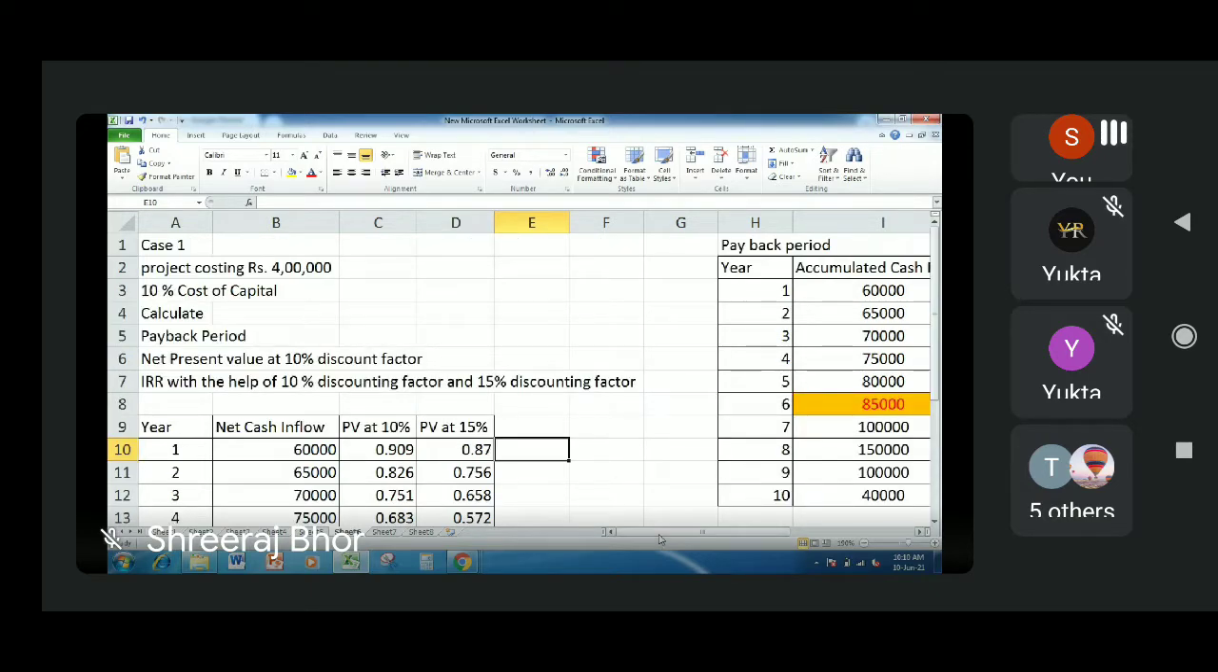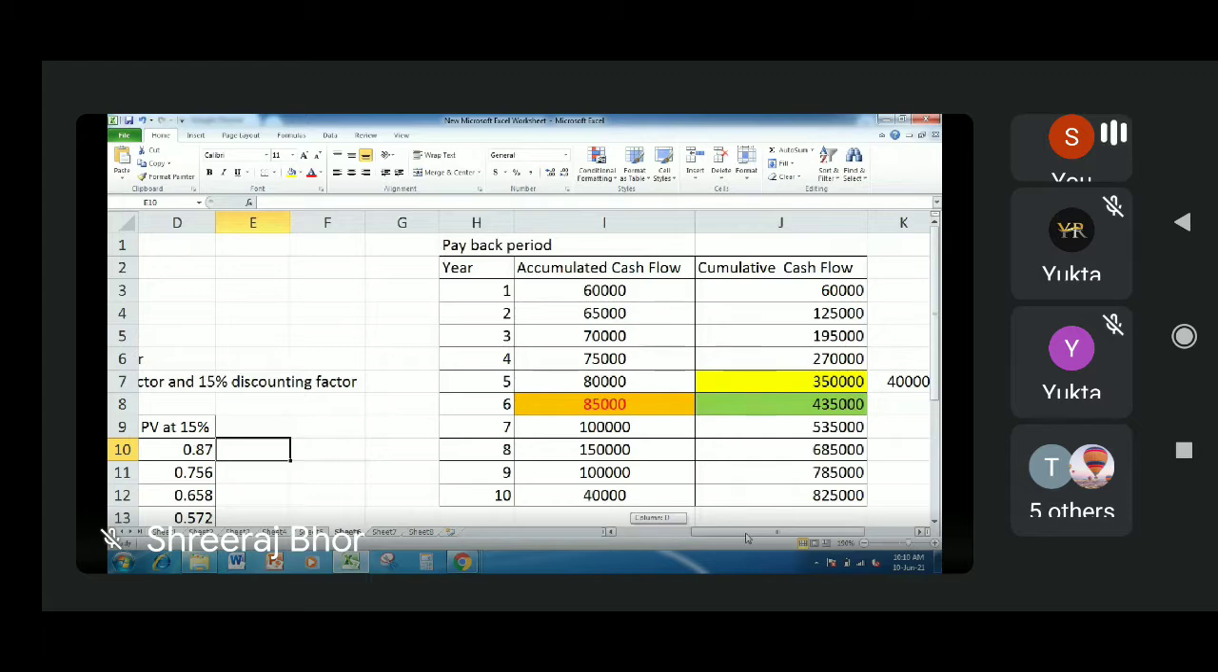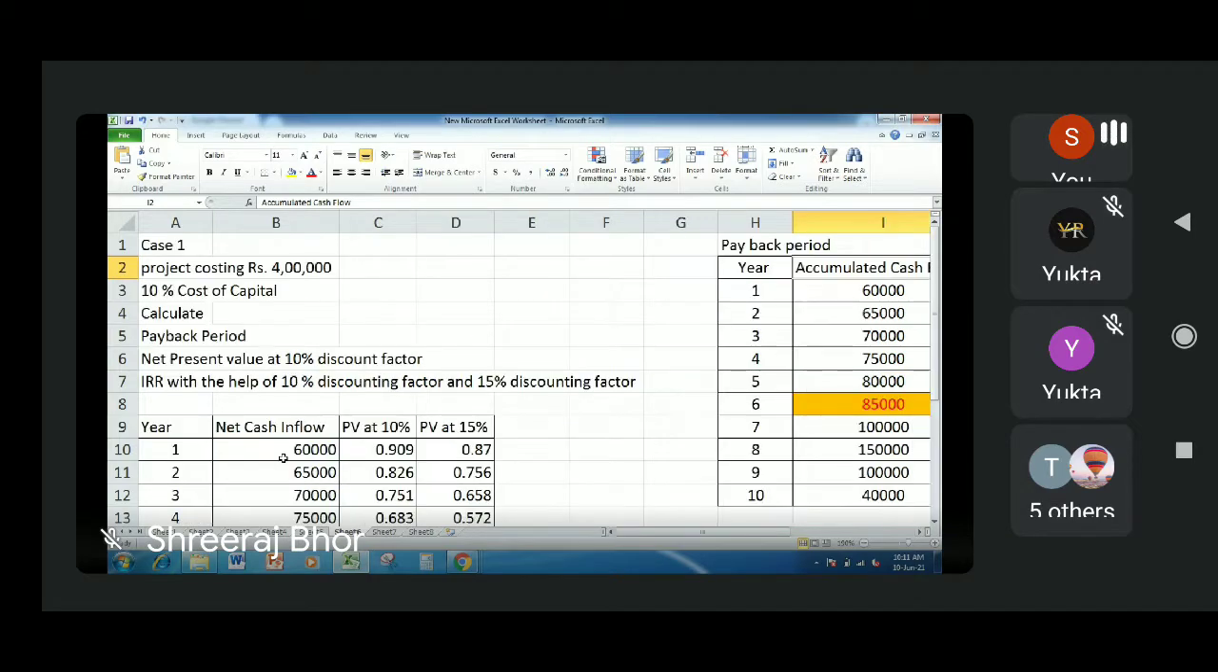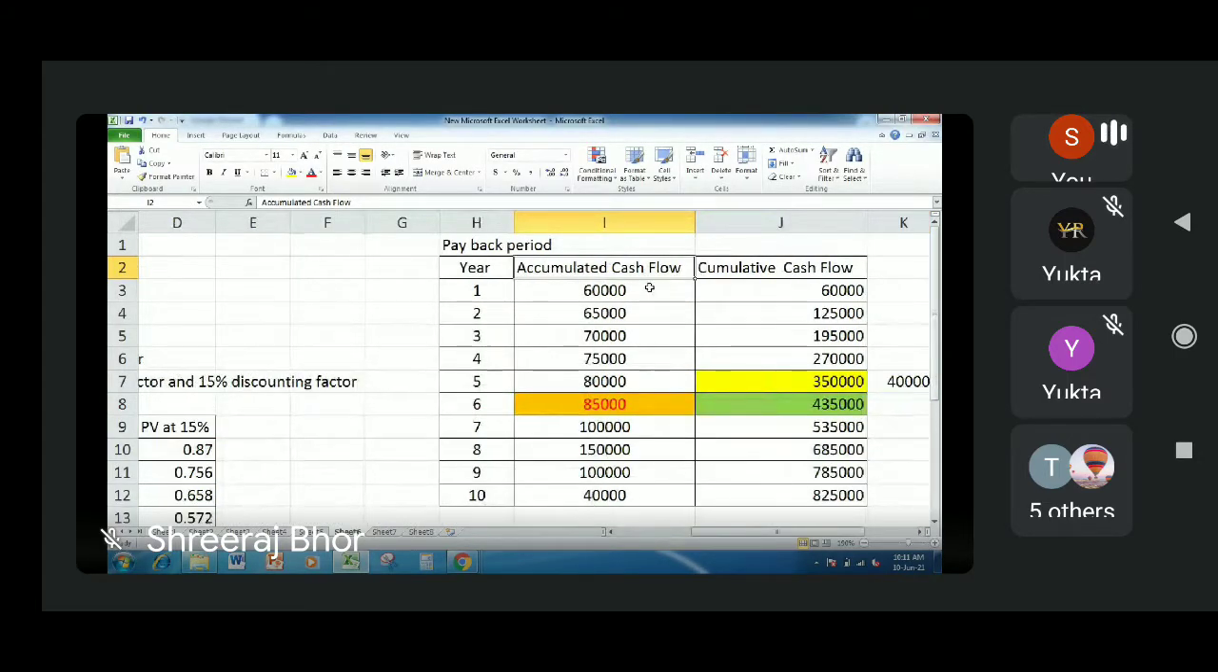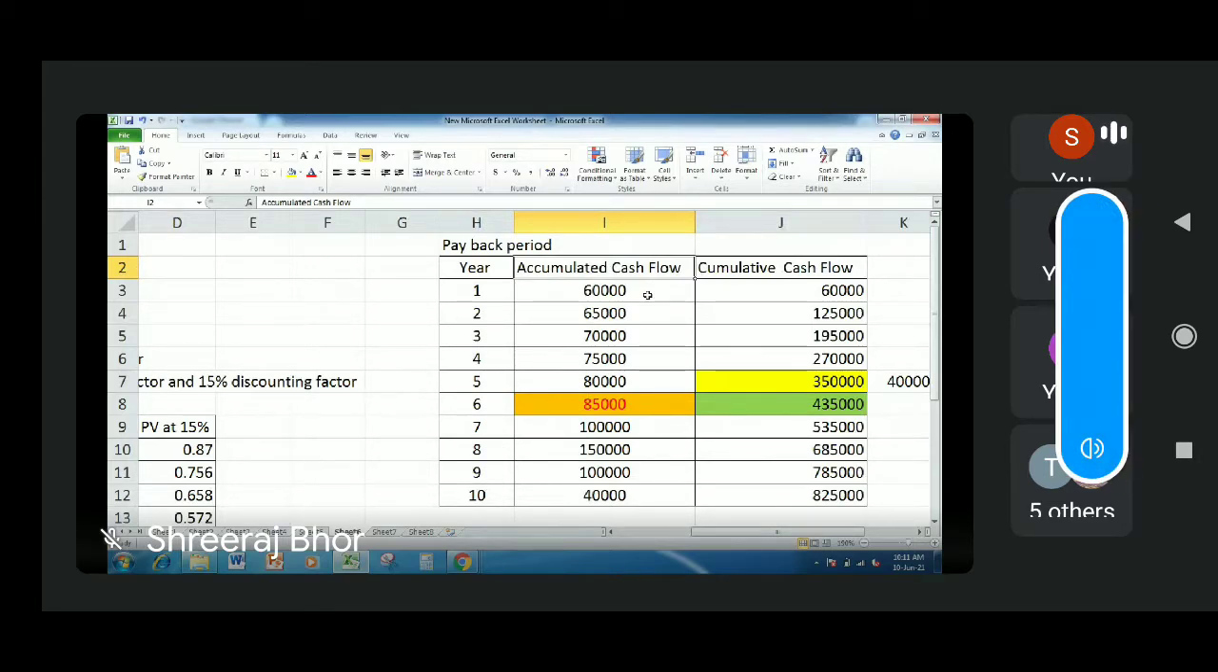Now let's calculate the payback period. So three columns are required: year, accumulated cash inflow, and cumulative cash inflow. The year and cash inflows are provided in the problem. So we will directly take all this net cash inflow into the accumulated cash inflow column.